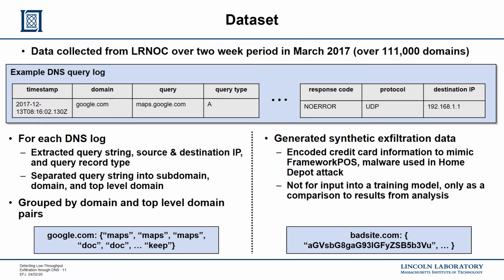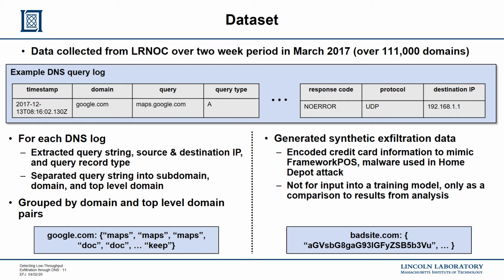For each of these DNS logs, which I'm showing an example of at the top of this slide, we extracted the query string, which in this case would be maps.google.com in our example, the source and destination IP, and the query record type. We then separated the query string into subdomain, which would be the maps portion, domain, which would be the Google portion, and the top level domain, which would be the com portion.